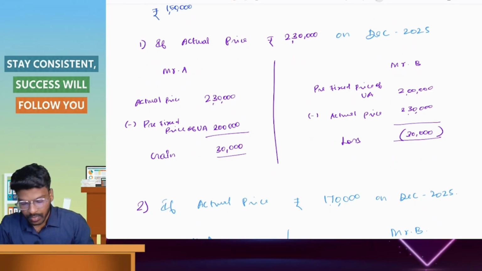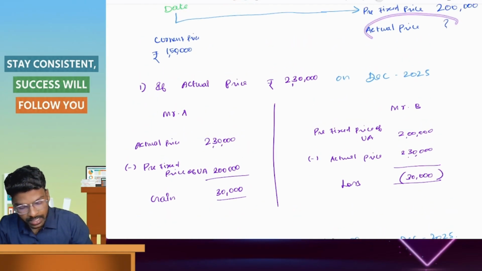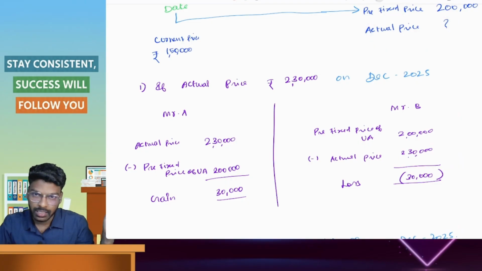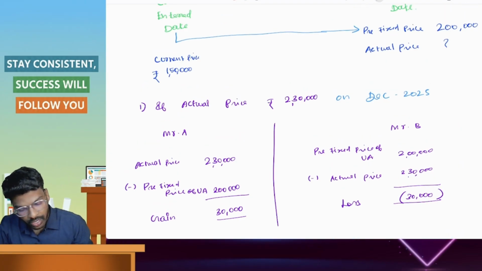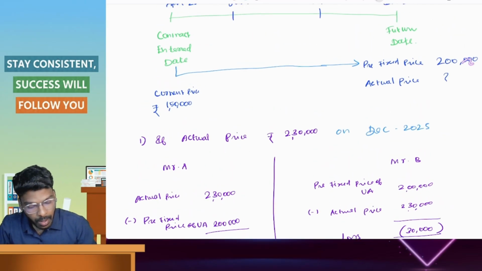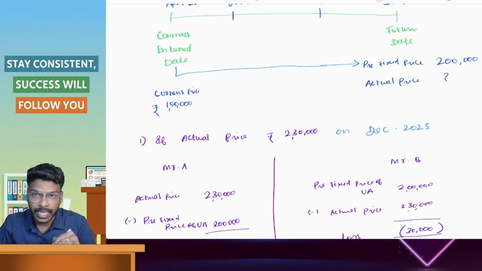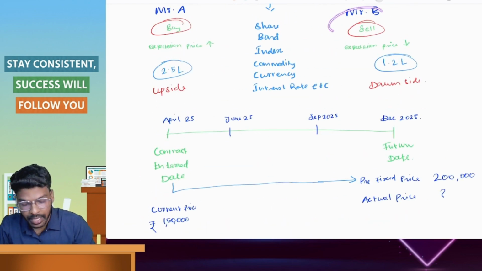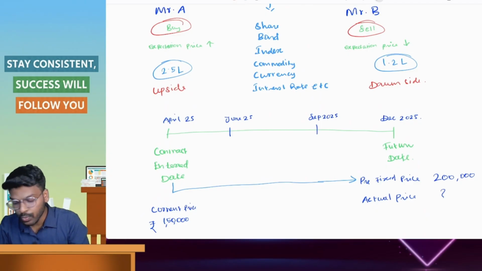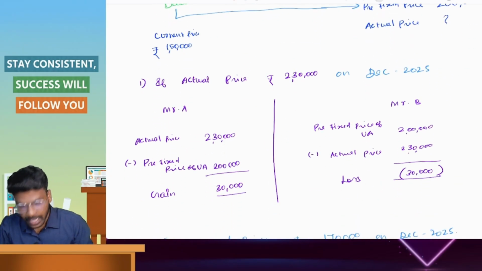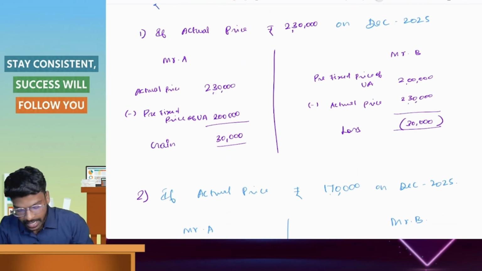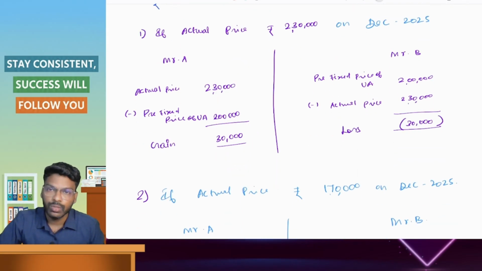In the case of A, he has an expectation that the price will increase. They have entered into a contract for 2 lakh. The actual price is 2,30,000. He will buy the MRF shares from Mr. B. Mr. B sells the shares to Mr. A. So he will buy the MRF shares for rupees 2 lakh. He will sell the shares in the market at 2,30,000. Then he will make a gain of 30,000 rupees.